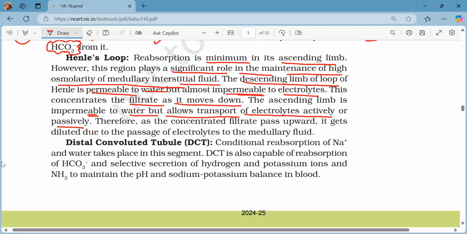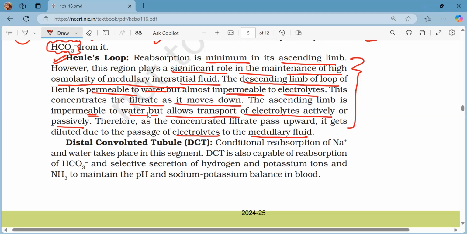So the concentration of the urine happens in the Henle's loop. So it gets diluted due to the passage of electrolytes to the medullary fluid. This is the portion that takes place in the Henle's loop. Then there is the distal convoluted tubule, that is the DCT.